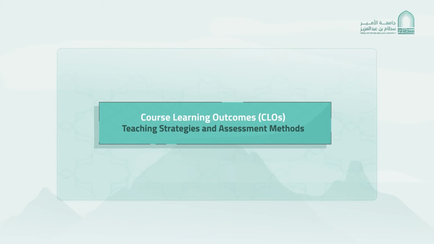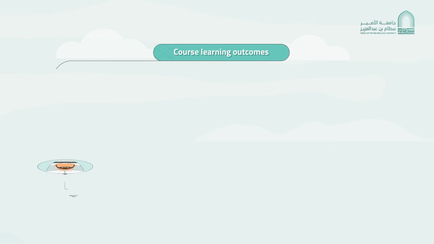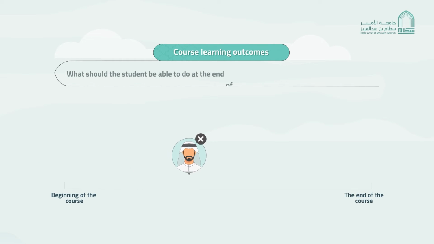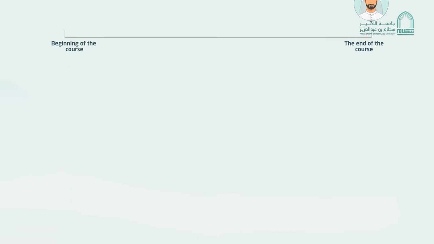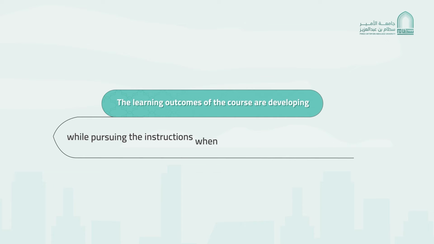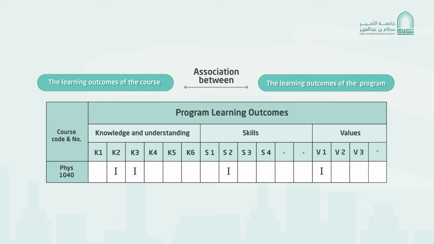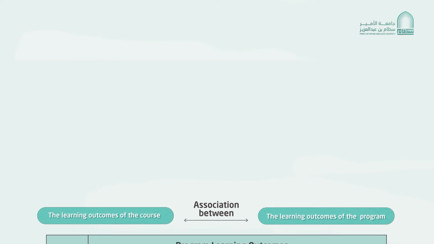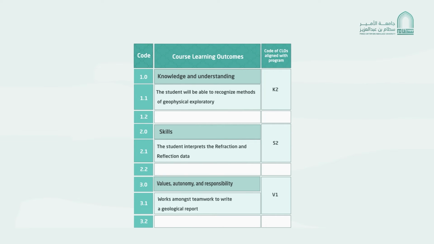Course learning outcomes, teaching strategies, and assessment methods. The course learning outcomes. The learning outcomes respond to the question, what should the student be able to do at the end of the course that he was not able to do before? The learning outcomes of the course are developed while following the instructions for developing learning outcomes. Link the course's learning outcomes with the program's learning outcomes by referring to the program's learning outcomes matrix in the program description. This table is fulfilled by writing the course learning outcomes so that they are measurable.